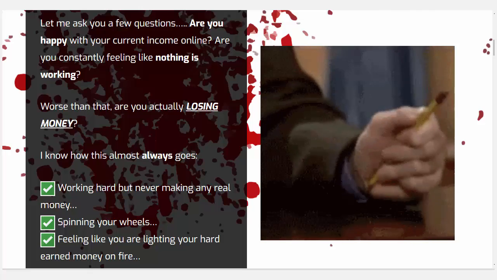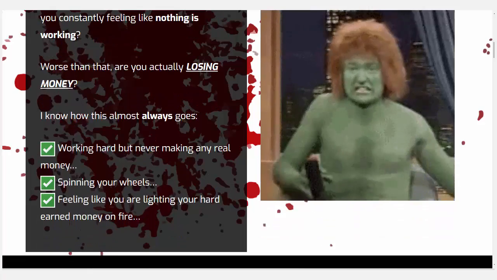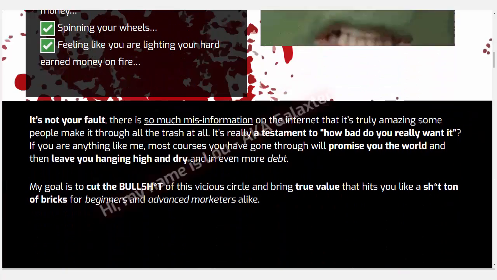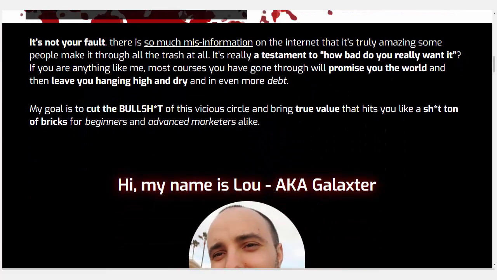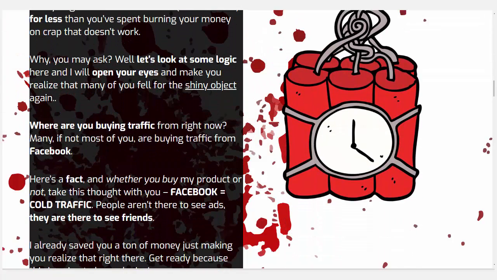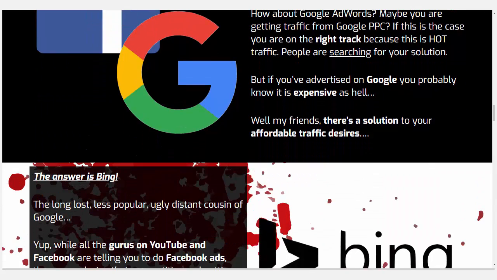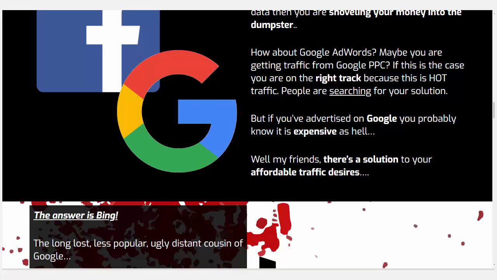Now I am not saying Facebook isn't a powerful platform to advertise on, but let's advertise smarter, shall we? Facebook is only powerful with a seasoned pixel, and if you don't have pixel data, then you are shoveling your money into the dumpster. How about Google AdWords? Maybe you are getting traffic from Google PPC. If this is the case, you are on the right track, because this is hot traffic. People are searching for your solution.